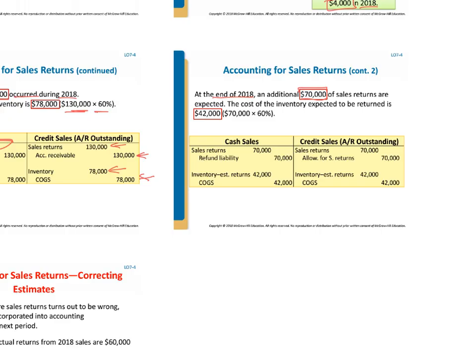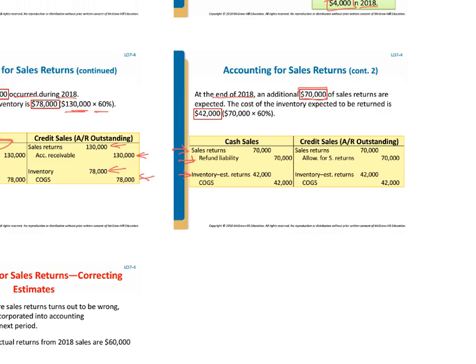So to record the additional estimate, we debit sales returns, again, that contra revenue account. For $70,000, we credit refund liability, indicating that we expect to pay this back. So we have another obligation here. And then we debit inventory for estimated returns.